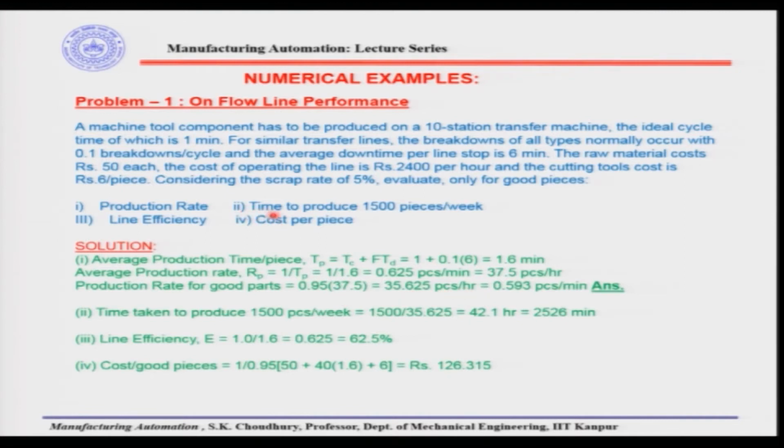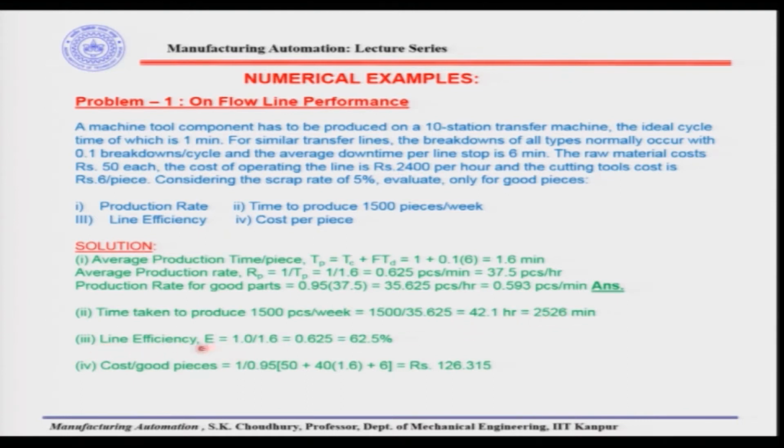Next is the time taken to produce 1500 pieces. So, per week given is immaterial, because these many pieces are planned to be made within a week. How much time it takes, that is what we need. So, time taken to produce 1500 pieces overall is 1500 divided by the production rate, 35.625 for the good parts only, because we are considering the 5% scrap rate. This will be 42.1 hours or 2526 minutes.